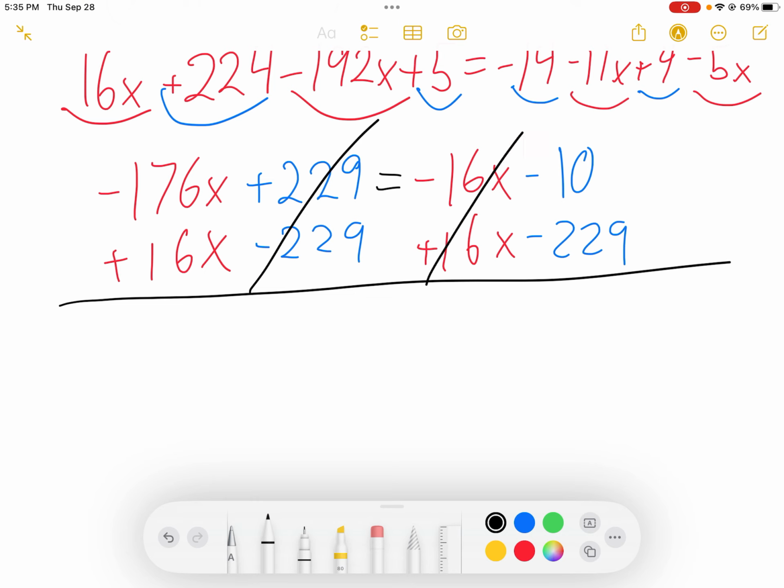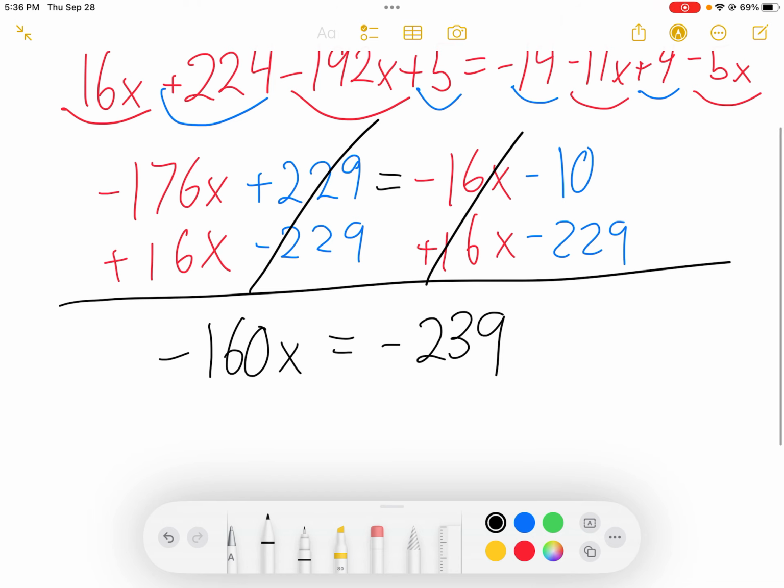Cancel that, and we're left with negative 176 plus 16, I believe, is negative 160. So negative 160x equals negative 10 minus 229. That's negative 239. Oh boy, big fraction here.